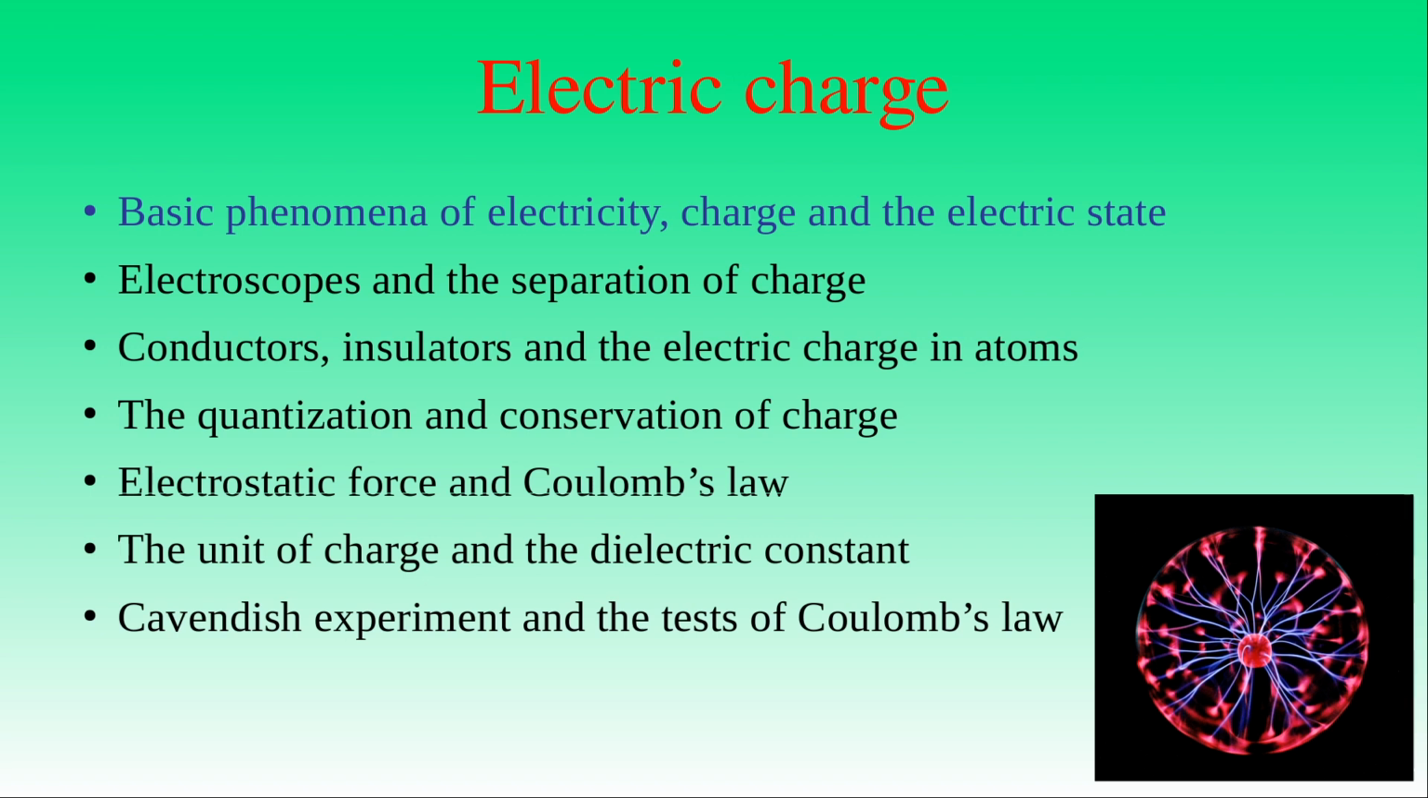Then we talk about electroscopes, which are simple instruments detecting the electric state of bodies, and allow us to determine the type of charge attained by a body. We also present some experiments using such devices to demonstrate the effect of the separation of charge. Based on the results of these experiments, we will define two classes of bodies, called electric conductors and insulators, and discuss the presence of charge in the atoms.